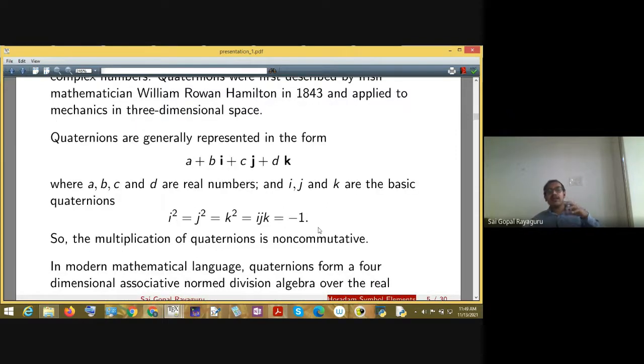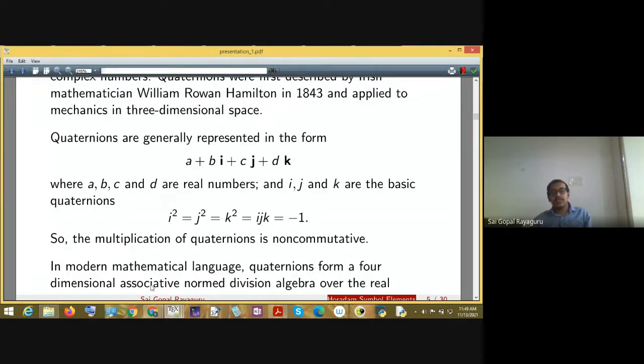Further, this quaternion can be extended to octonions. In quaternions we have the associativity property, but when we extend this further to octonions, that associativity property is lost. So in modern mathematical language, we can say that quaternions are a four-dimensional associative normed division algebra over the reals.